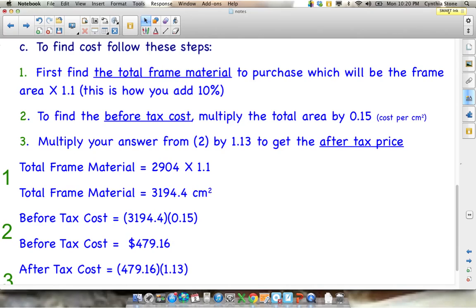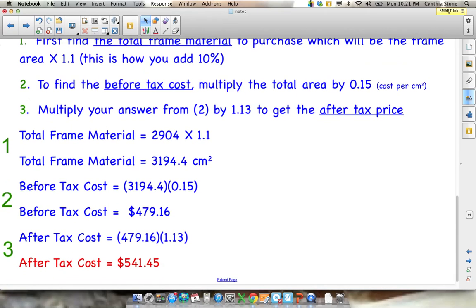Second step, to find the before tax cost: now that we've got our total amount of material, you multiply that by the cost per centimeter squared, so just multiply it by 0.15. Then to get the after tax cost, once you have the before tax cost, you take your price and multiply it by 1.13, and that will add 13% tax to it. So just going through the steps, you get the answer.